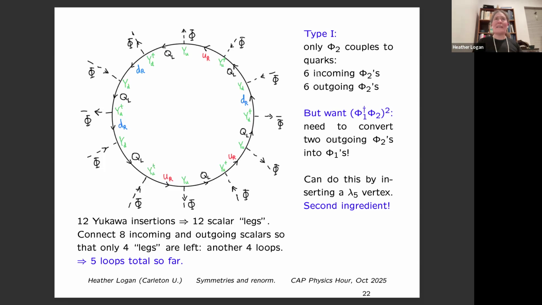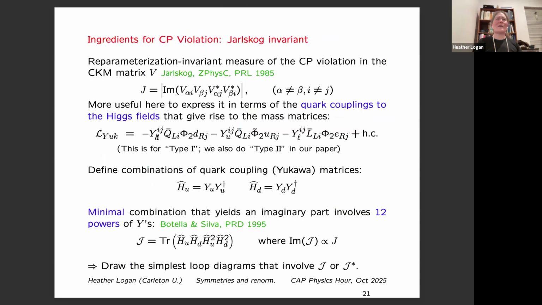Now, the issue here is that I've set it up so that the quarks only couple to phi 2 to keep things the most similar to the standard model. There's another version of this model where these quarks would couple to phi 1 and those up quarks would couple to phi 2. We do that in our paper. I'm not going to talk about it here because it takes too long, okay?